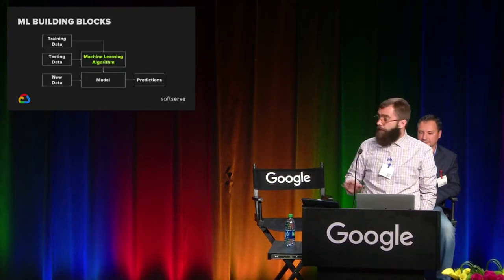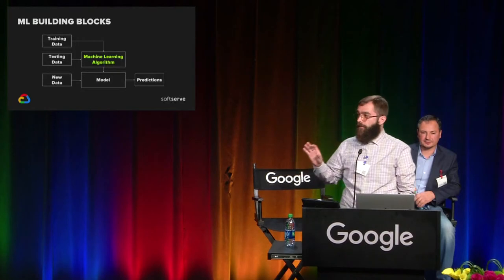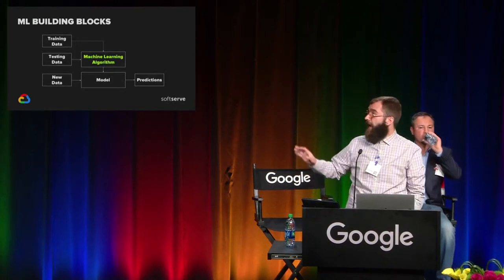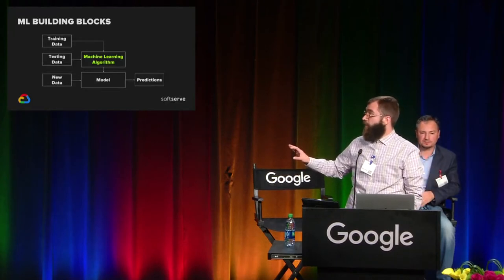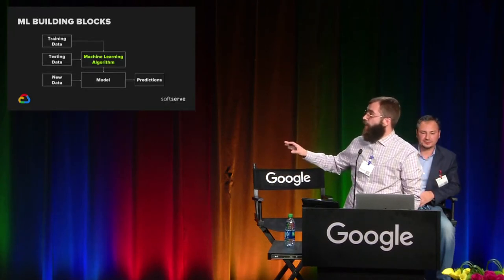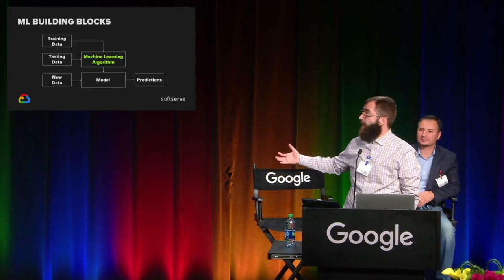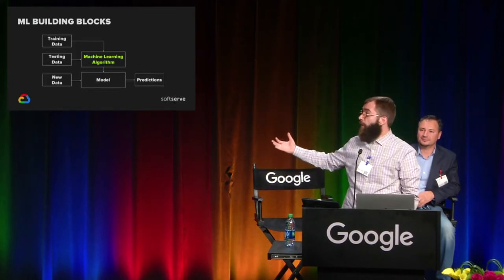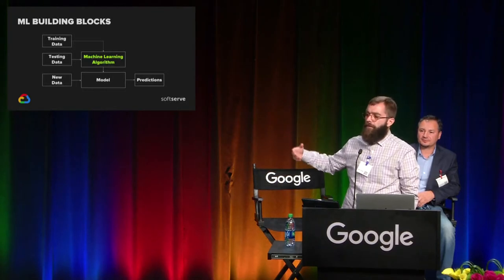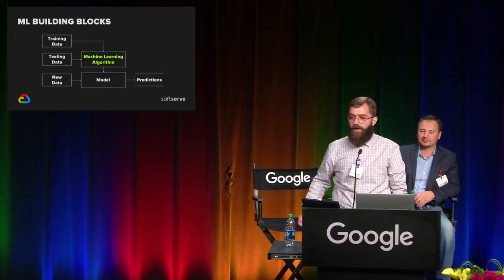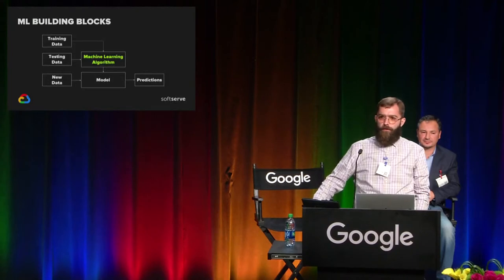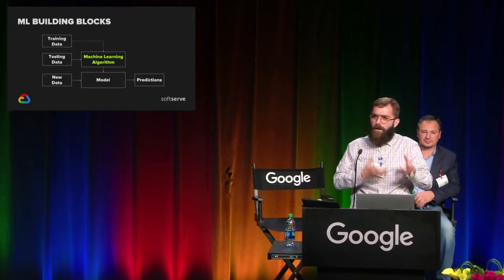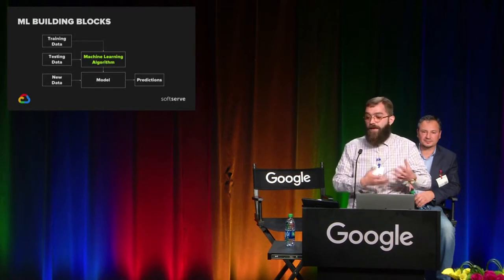So here are some basic blocks that are common for every possible machine learning problem. We always have a machine learning algorithm, which tries to analyze or process historical data to come up with a model. And a model, if you compare it to traditional software engineering, is our code. Instead of lines of code, we have a number of matrices and some weird way to multiply them, but still it's code that we execute.